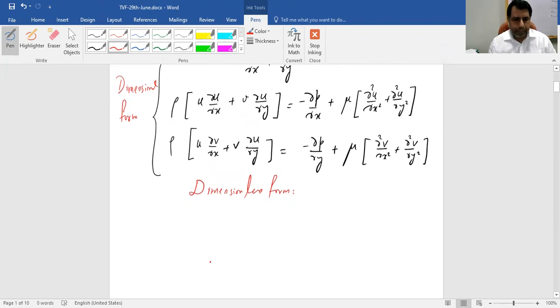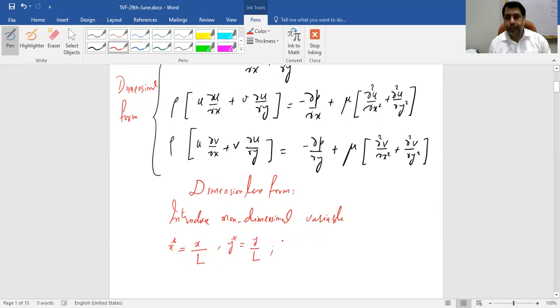So if we quickly recap, we introduce non-dimensional variables. For length, we introduce x star, that is the dimensional variable x divided by some characteristic length L. In this way, x star will be dimensionless because you divide a length by a length. Similarly, y star will be y by L. If we have z, then z star will be z by L. But we have x and y coordinates, a two-dimensional problem.